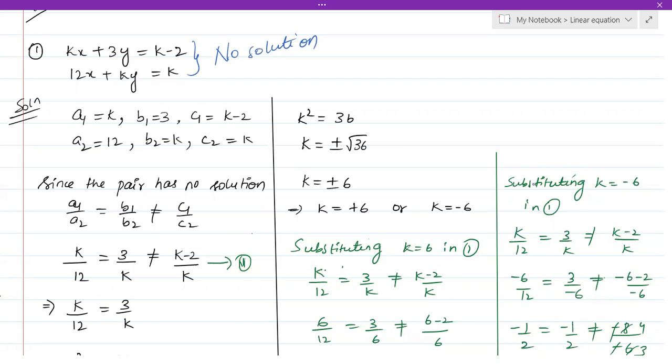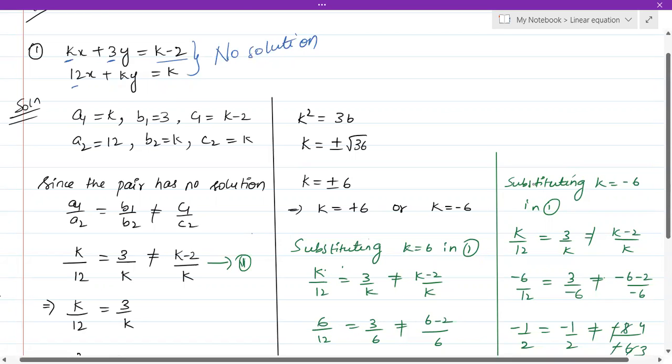As usual, find a1, b1, c1, a2, b2, c2. What is a1? Coefficient of x, that is k. What is b1? Coefficient of y, that is 3. What is c1? The constant term, that is a number or anything without any variable. Here, this entire k minus 2 is considered to be c1, because there is no variable multiplied to it, isn't it? Similarly, a2 is 12, b2 is k, and c2 is also k. I hope it is clear. So we found a1, b1, c1, a2, b2, c2.